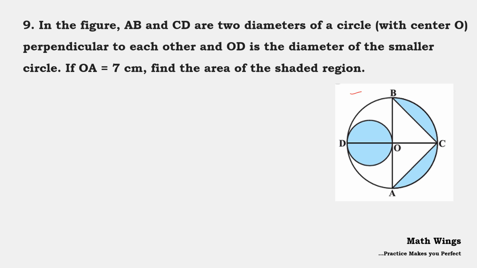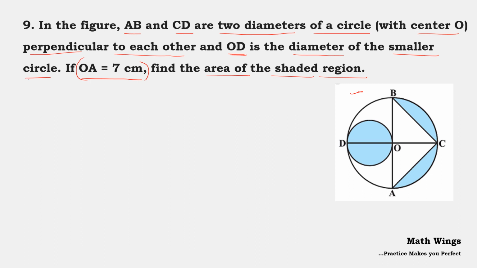We have a figure here, and AB as well as CD are two diameters of the circle with center O, which are perpendicular to each other. We have one more circle with OD as the diameter, that is a smaller circle here. If OA is equal to 7 cm, find the area of the shaded region. Here, if you observe, we have only one parameter given, that is OA is equal to 7 cm.